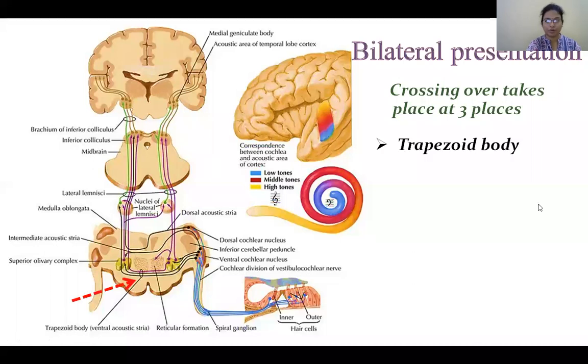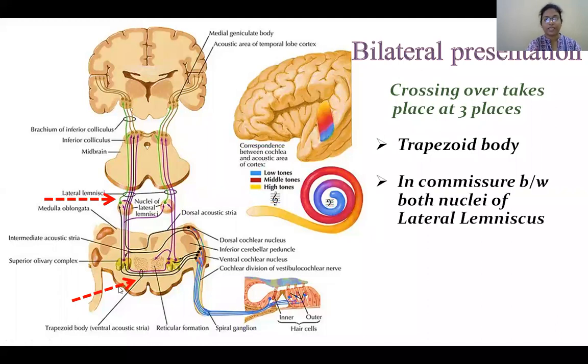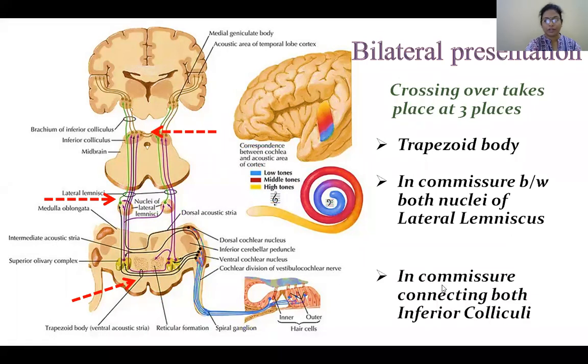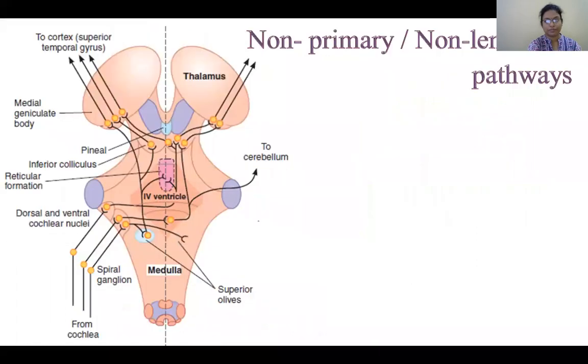So first is the trapezoid body here. The first point of crossing over is the trapezoid body. Second is the lateral lemniscus. In the lateral lemniscus, near the commissure between both nuclei of the lateral lemniscus, the crossing over takes place. And the third place here you see is the inferior colliculus. Again, the third point is the commissure connecting both inferior colliculi. So the crossing over takes place at the trapezoid body, near the lateral lemniscus and the inferior colliculus. Because of the crossing over at these 3 different places, the information of one ear is sent to both sides of the brain.